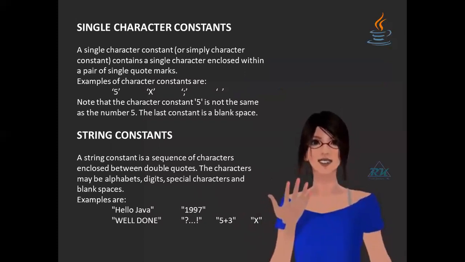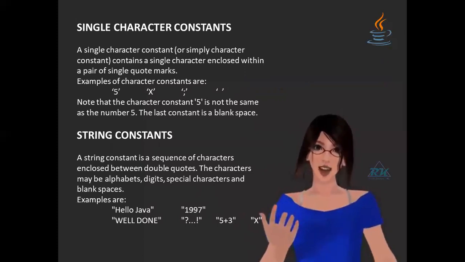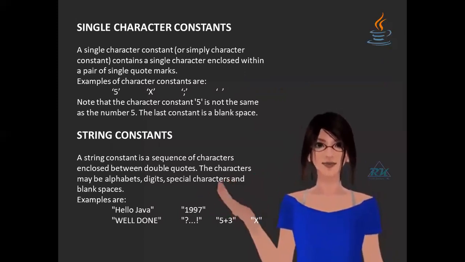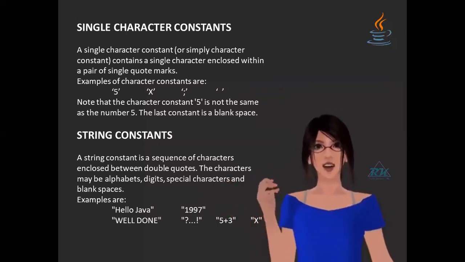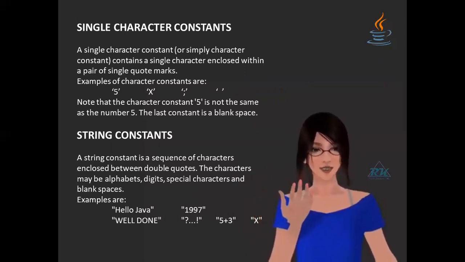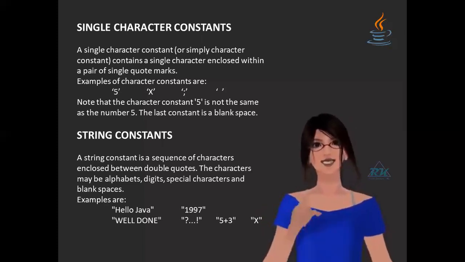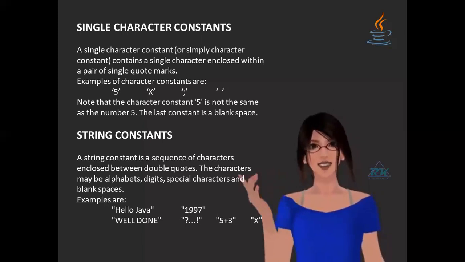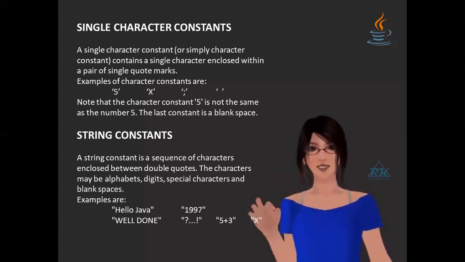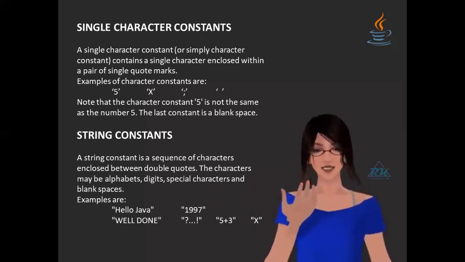Single character constants. A single character constant, or simply character constant, contains a single character enclosed within a pair of single quote marks. Please find some examples of character constants. Note that the character constant '5' is not the same as the number 5. The last constant is a blank space. String constants. A string constant is a sequence of characters enclosed between double quotes. The characters may be alphabets, digits, special characters, and blank spaces. Please find some examples of string constants.